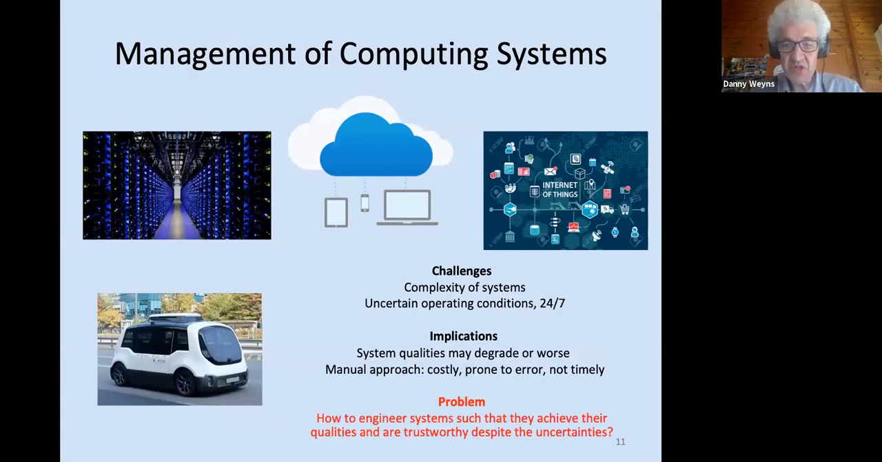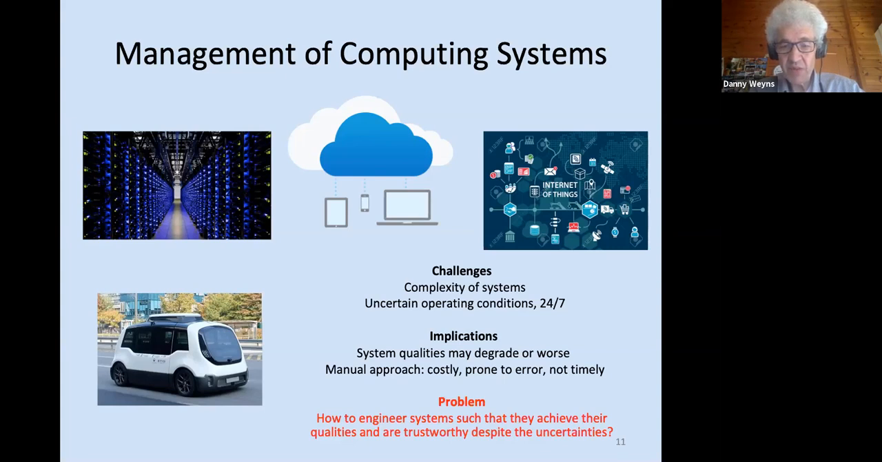Now, if we generalize this problem to other systems, then you see the systems are often complex. The conditions under which they operate are uncertain. These systems often have to operate 24/7. You cannot shut them down to do anything. And if we don't take into account the uncertainties, the system qualities may degrade, as we have seen, or even worse, the system might just fail. Now, to do that manually, that is obviously not the most interesting approach because people are costly, they can make errors, they can probably not react instantly at the moment when the problem happens, and so on.